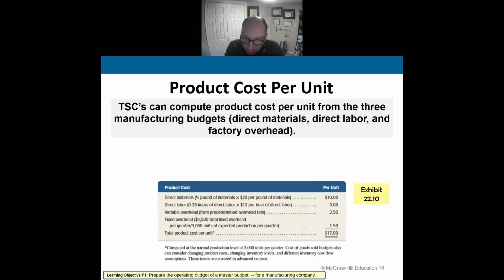0.5 times 20 is 10. Half of 20 is 10. So for every hockey stick we manufacture, it will cost us $10 for direct materials.